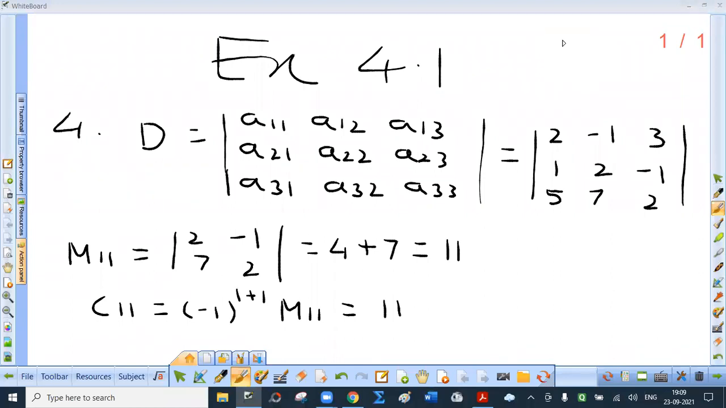Exercise 4.1, fourth one. Find the minors and cofactors of elements of the determinant D equal to 2 minus 1 3, 1 2 minus 1, 5 7 2. It is better if we write the determinant as A11, A12, A13 and so on. Here I have written directly. What is M11? It is the minor of the element A11. Omit the first row, first column. You get this second order determinant. Its value is 11. What is C11? It is minus 1 raised to 1 plus 1 into the minor. Minus 1 squared is 1 and the minor is 11. So C11 is 11.